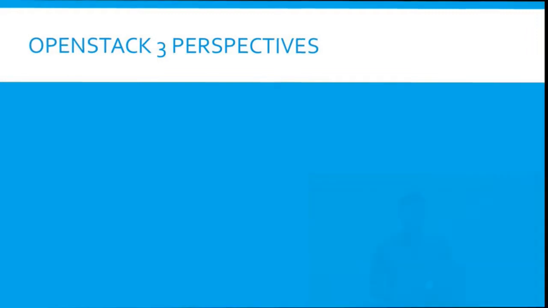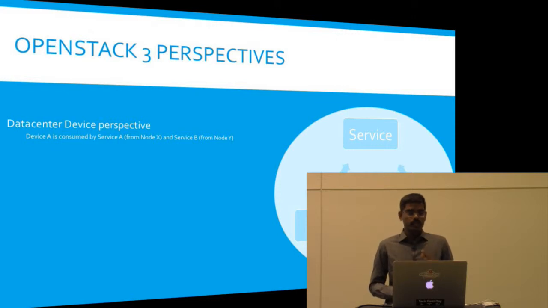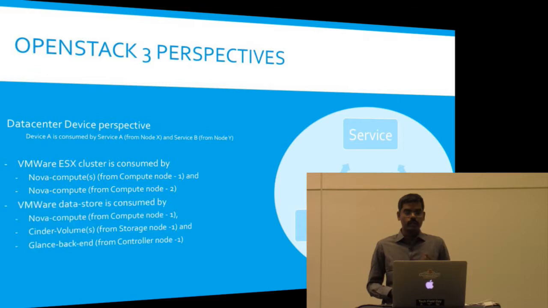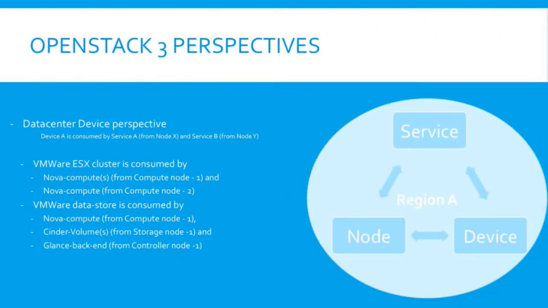In other words, we have three perspectives, one from the device side. Say device A is consumed by service A on node X and service B on node Y. For example, a VMware ESX cluster is consumed by multiple Nova computes deployed in the Nova compute node, and a VMware data store can be consumed by Nova compute in the compute node and Cinder volume in the storage node.